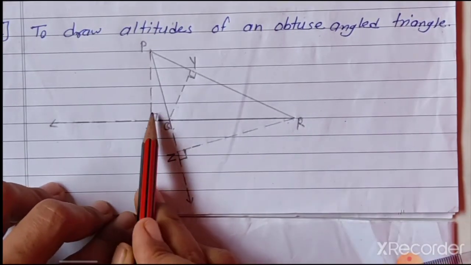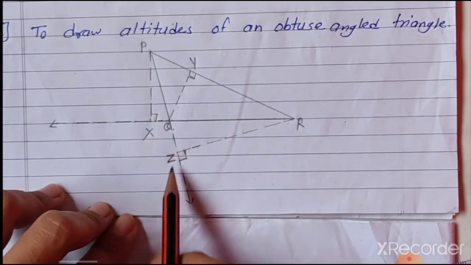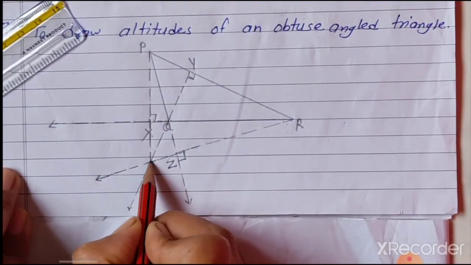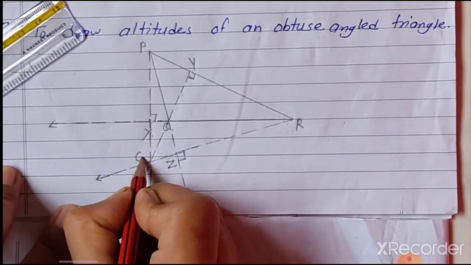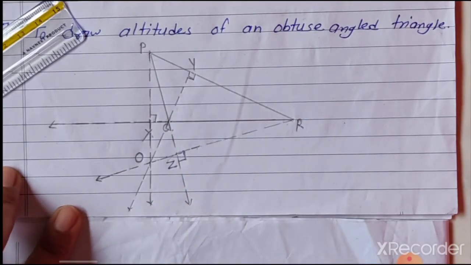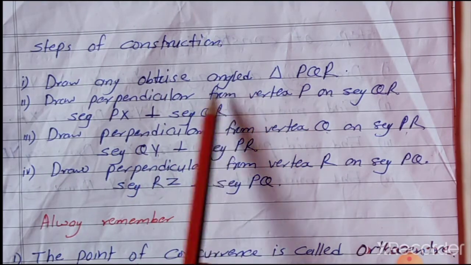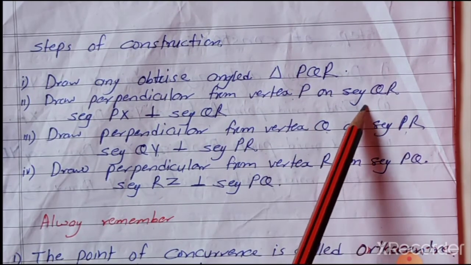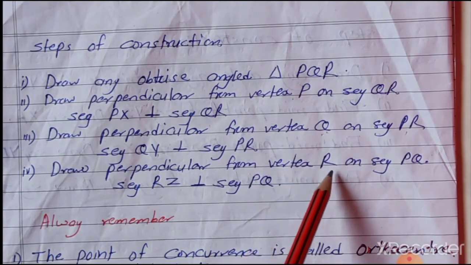So now extend all three altitudes. They will intersect each other at this point. So this point of concurrence is called the orthocenter, denoted by O, of this obtuse angle triangle. These are the steps of construction. Here we first draw any obtuse angle triangle, then first draw one perpendicular from point P to the opposite side, next from vertex Q, and from vertex R.